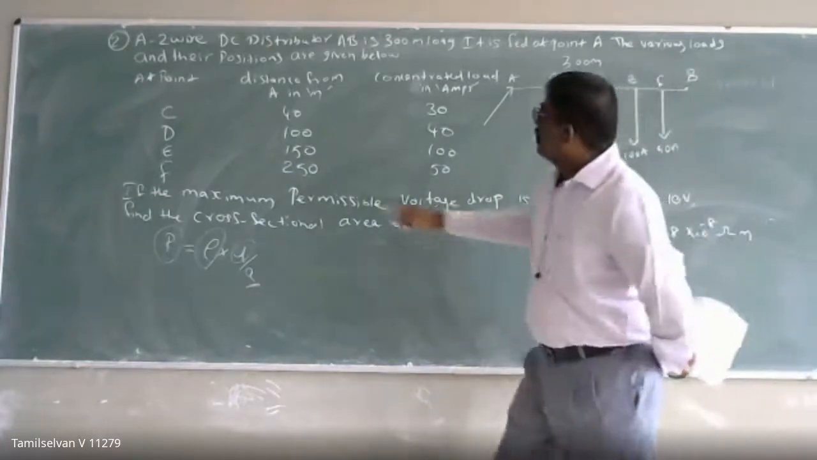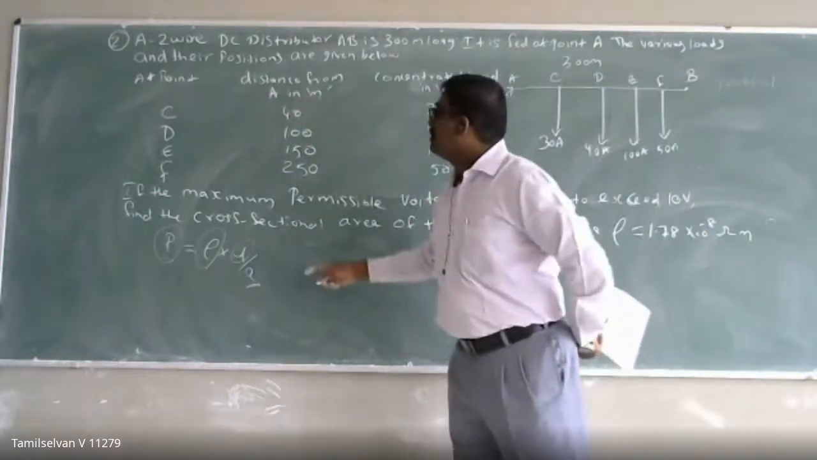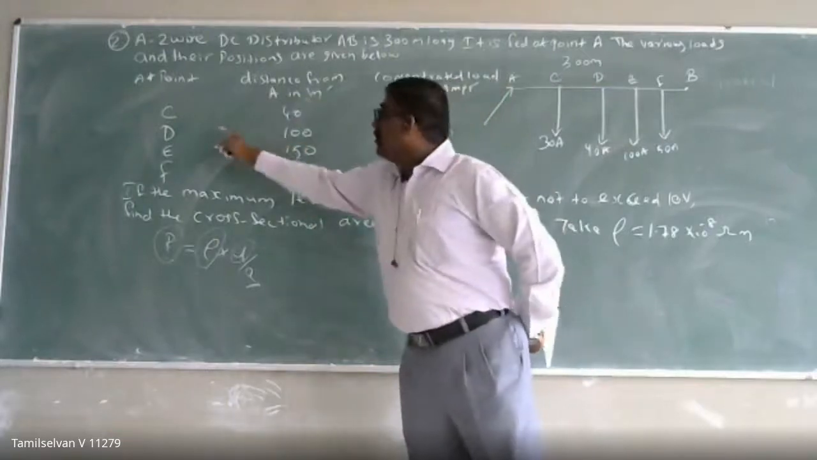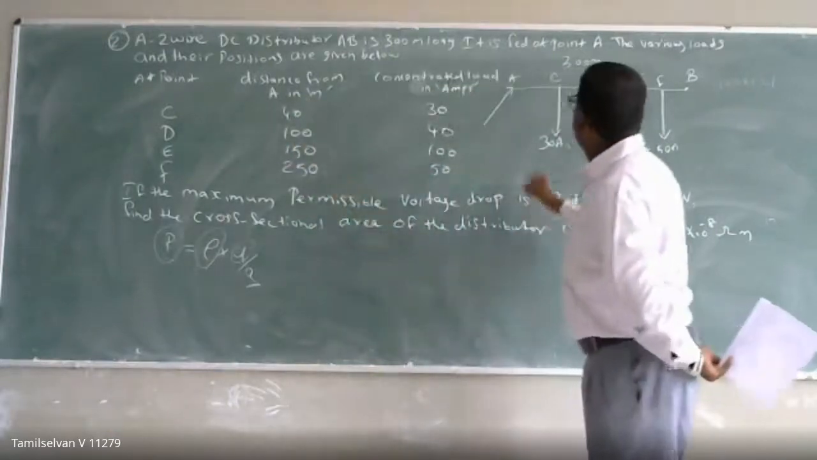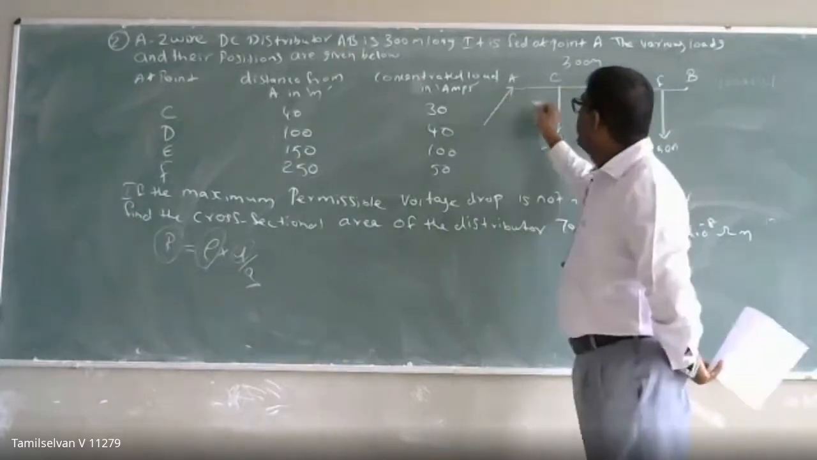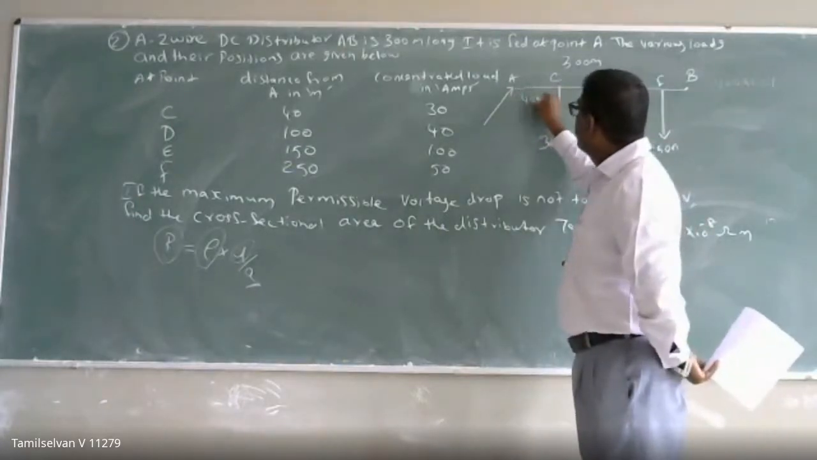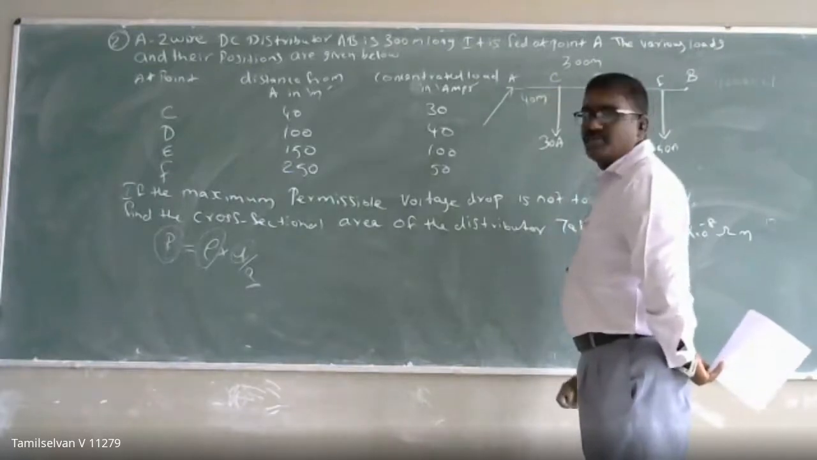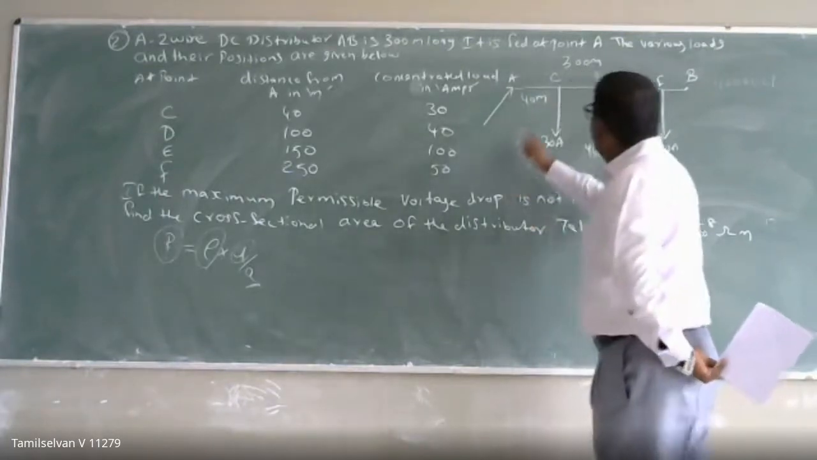See here, distance from A in meters. It means from A, the C load is at a distance of 40 meters. So this is at a distance of 40 meters.